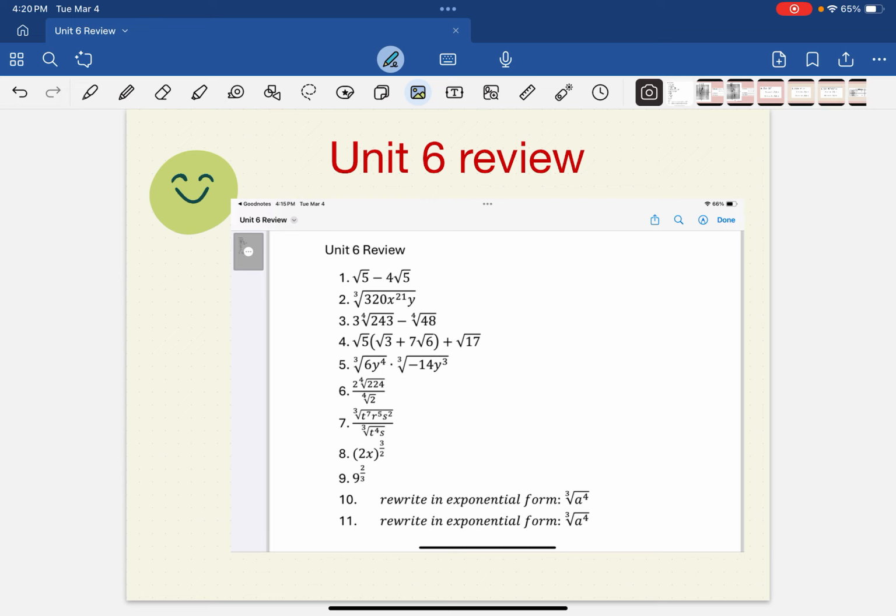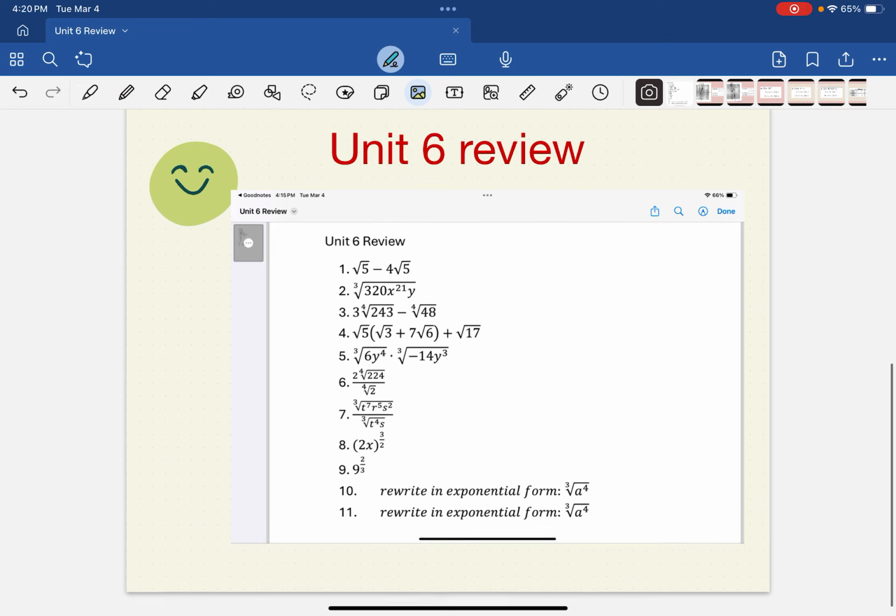These questions are very similar to your test on Monday and Tuesday. They're just different numbers, and you have more problems on the actual test. So just keep that in mind. Okay, so here we go. Let's go ahead and start.